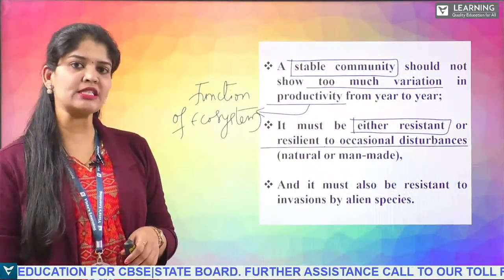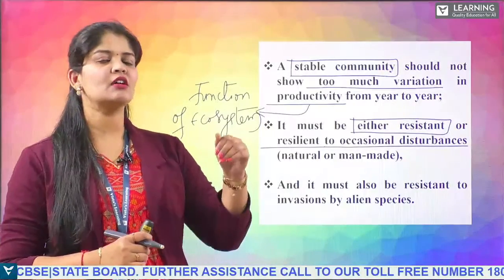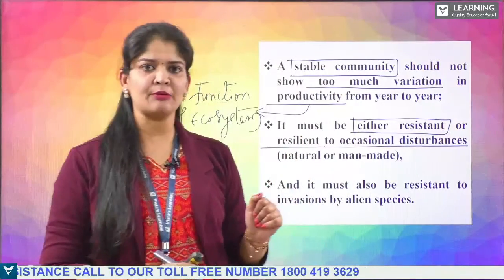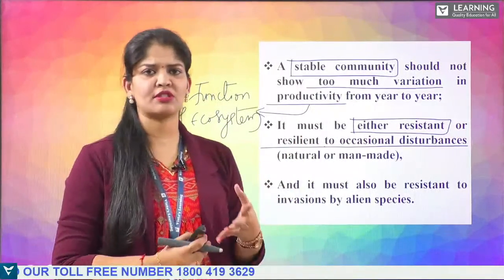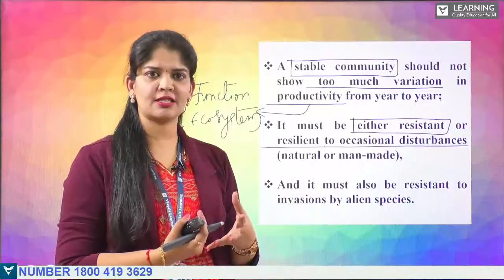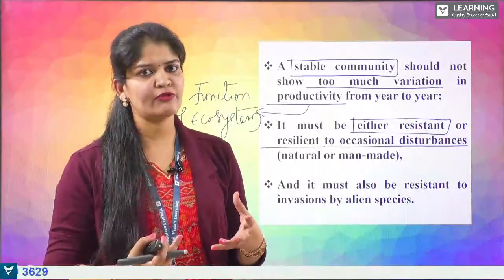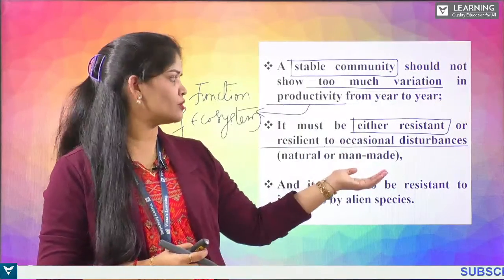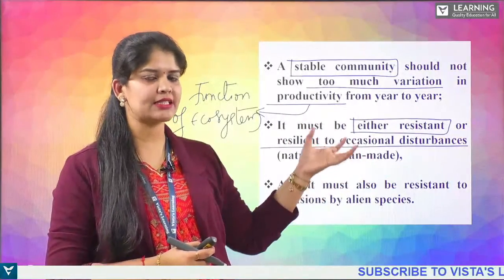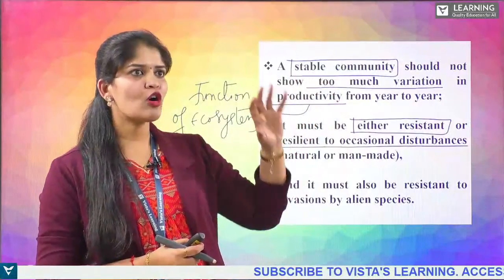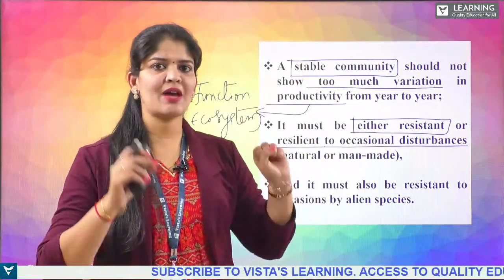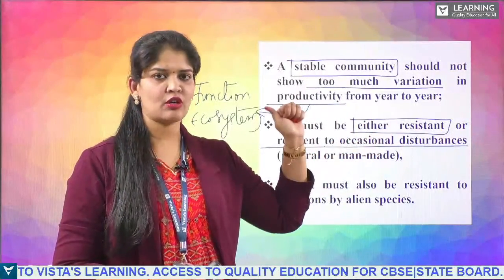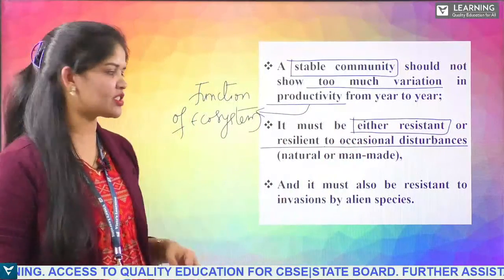It has to be constant to the disturbances that are coming, either by way of natural disturbances or by means of man-made disturbances. Natural disturbances are nothing but earthquakes, floods, right? Heavy rainfalls, and even forest fires due to deforestation, all these things are disturbances. For all these disturbances, this ecosystem has to be constant, resistant. It has to have a resistance towards all these changes.